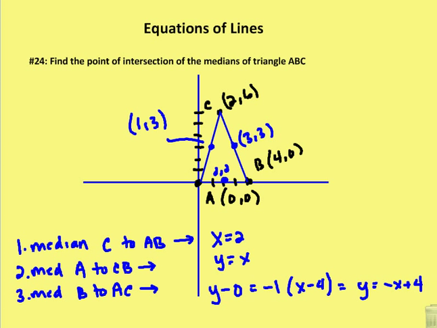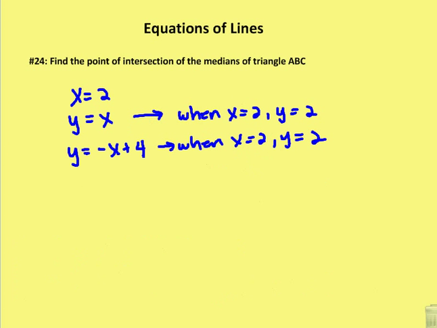Now I have to solve for all of those values. x is equal to 2, y is equal to x. If y is equal to x, when x is equal to 2, y is equal to 2. That means that my point is going to be 2, 2.